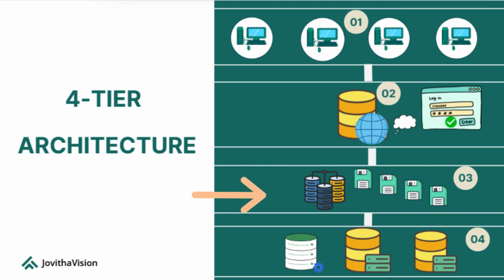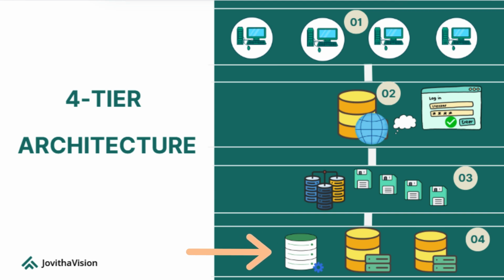The third one is Enterprise or Volume Server Tier. This layer manages file storage. All files like CAD models, PDFs, images, or documents are stored in the volume server. When a user opens a file, it gets fetched from here. For example, an NX assembly file opened by a designer is actually retrieved from the volume server.